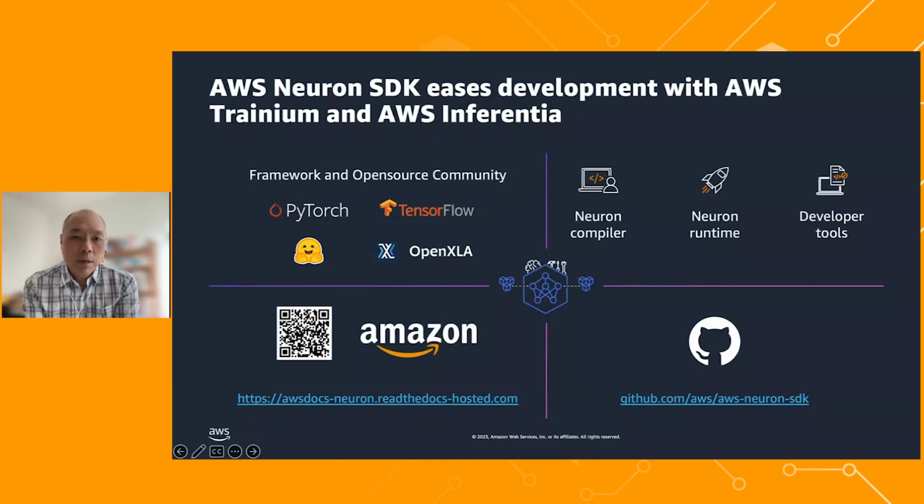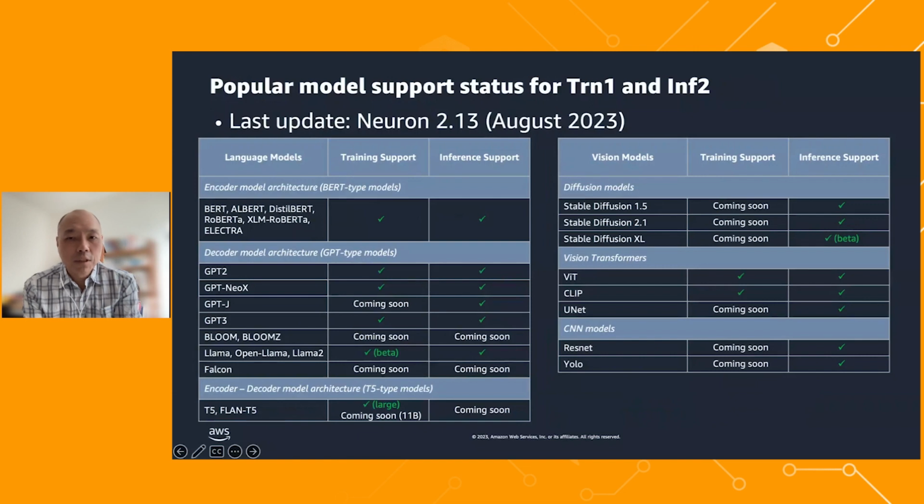Now I'm going to talk about popular model support for TRN1 and INF2. This is as of the latest update that we have. At the recording time, as you can see, we're at the Neuron 2.13 release. The two tables on the left are about language models, and the table on the right is about computer vision models. As you can imagine, in the generative AI field, invariably it comes down to these two domains: generating language or generating image or video in the future, right?